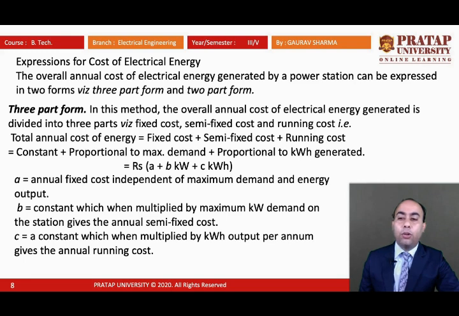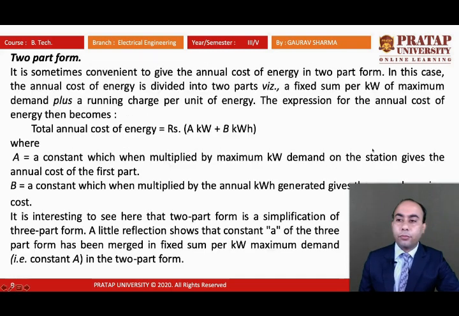B is equal to a constant which, when multiplied by the maximum kilowatt demand on the station, gives the annual semi-fixed cost, and C is equal to a constant which, when multiplied by the kilowatt-hour output per annum, gives the annual running cost. So it is the three-part form.